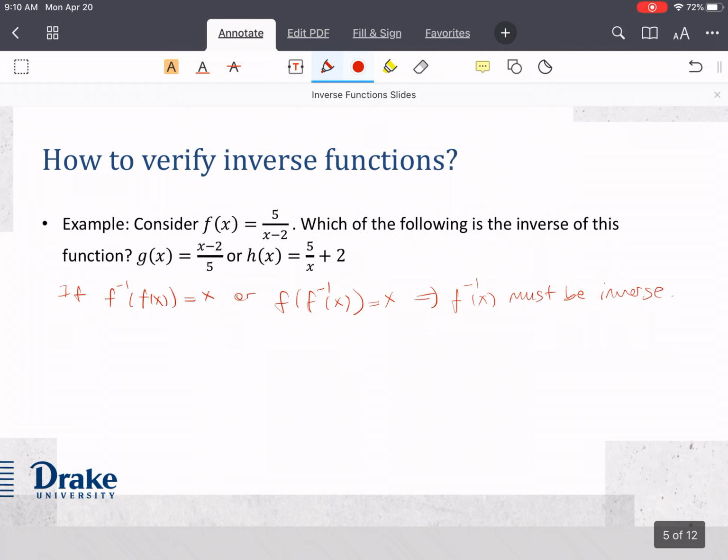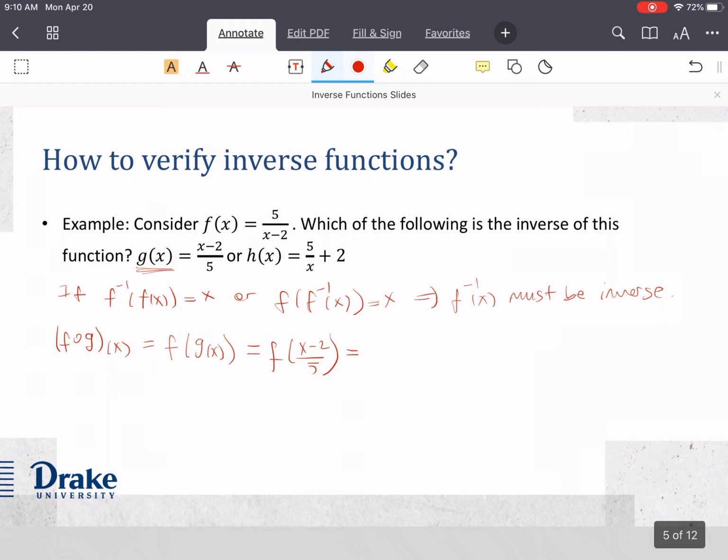So if we first use g of x, let's take a look at composition of f and g. So what I'm going to do is compose f and g. The notation I use is this, and I put x as an input, and this looks like f of g of x. So think of it as output g going as an input for f. And we know what g of x looks like, because g of x is x minus 2 over 5. So I put that as an input.